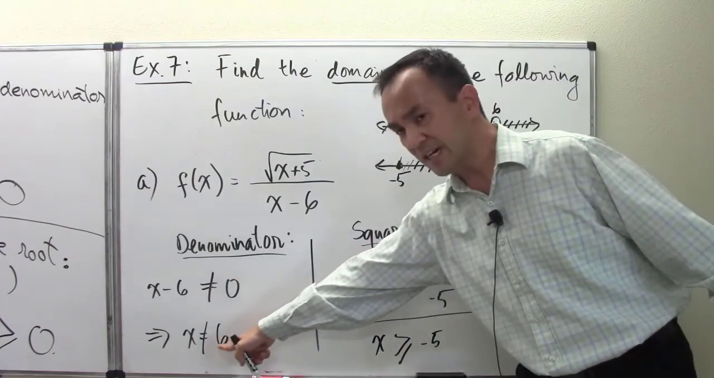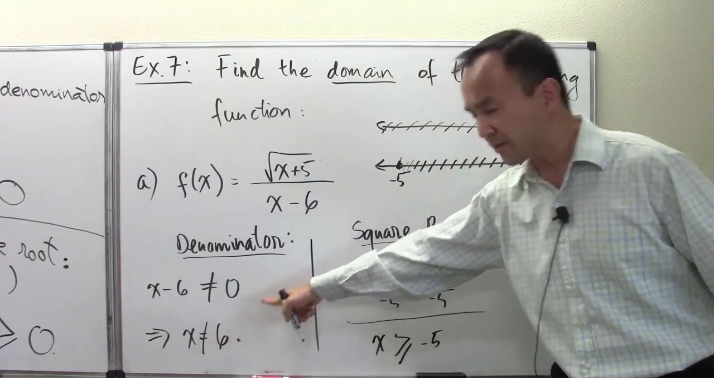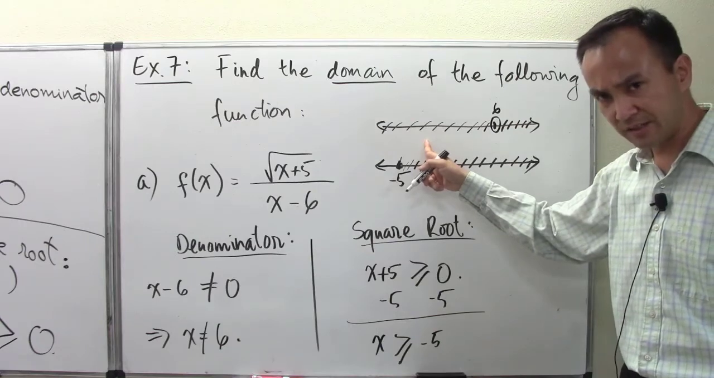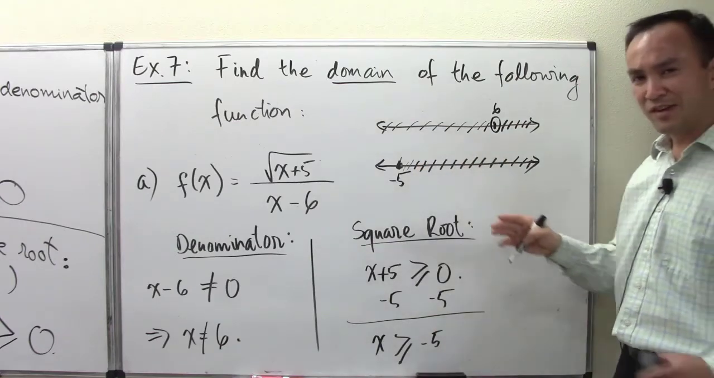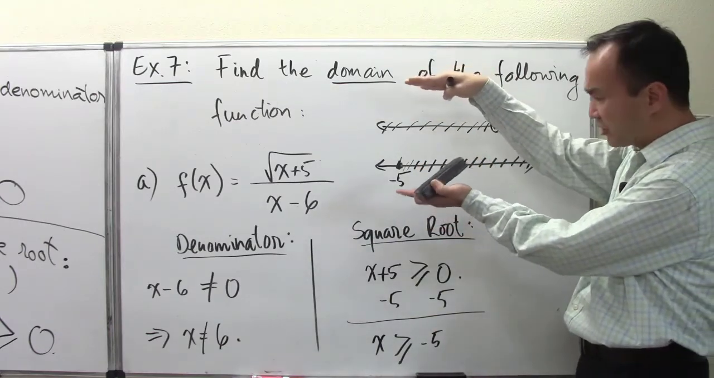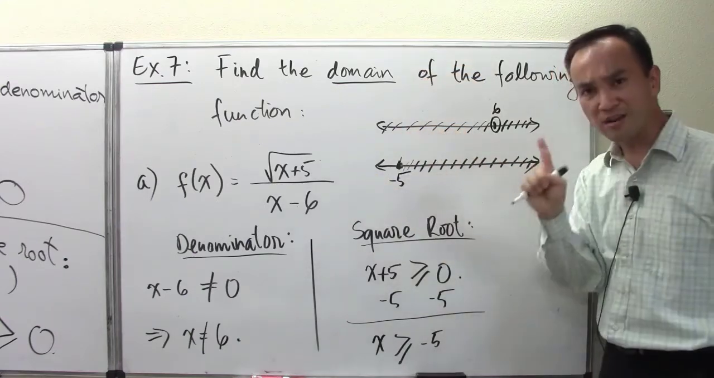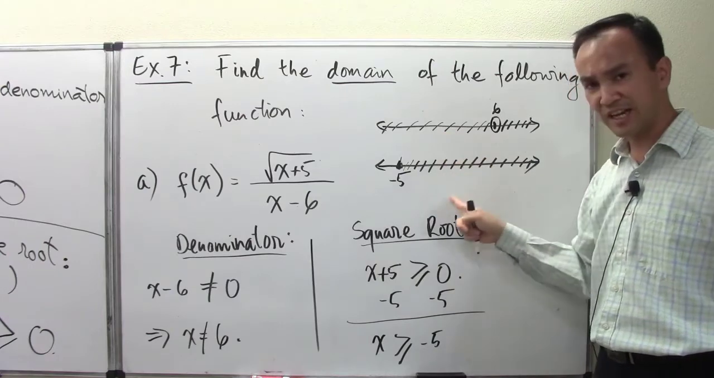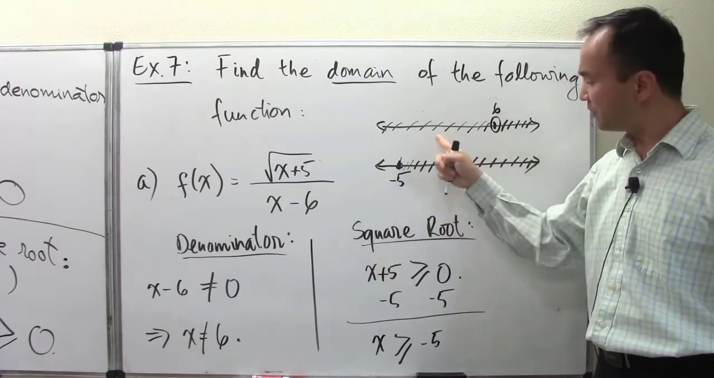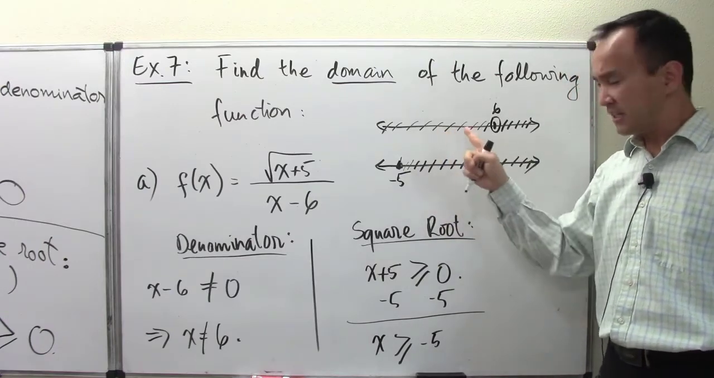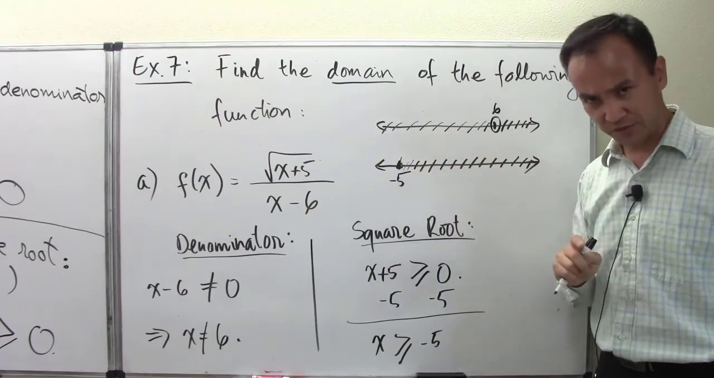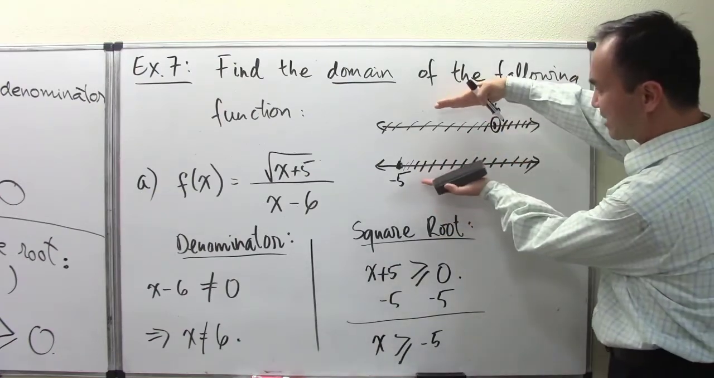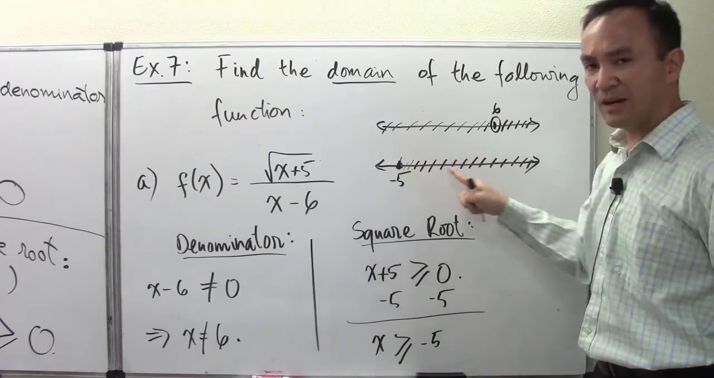Whereas x is other than 6, this other requirement implies this shading right here. So now it's time that we logically combine the two requirements together. We need to find all of those x values that satisfy both of these requirements. You can either bring them into one and look for the double shading.